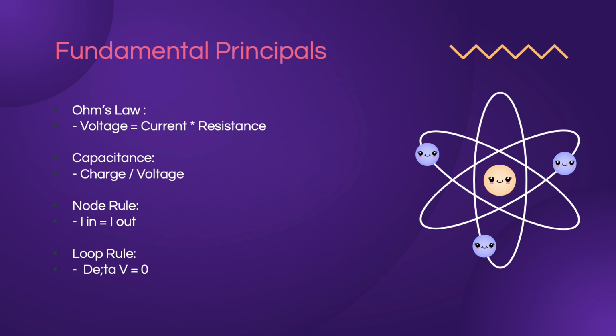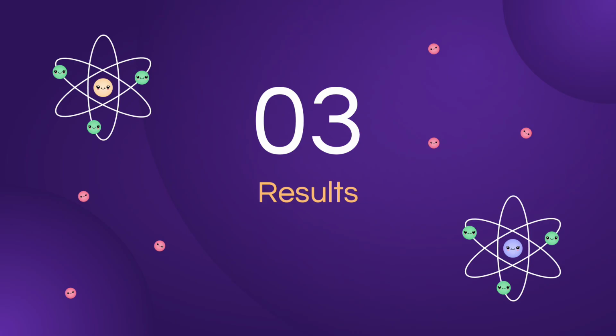And then the loop rule, which should say delta V, the sum of all the voltages, is equal to 0. So if there were 6 voltages, V1, V2, V3, V4, V5, V6, they will all equal 0 when summed together. So the results of this experiment.